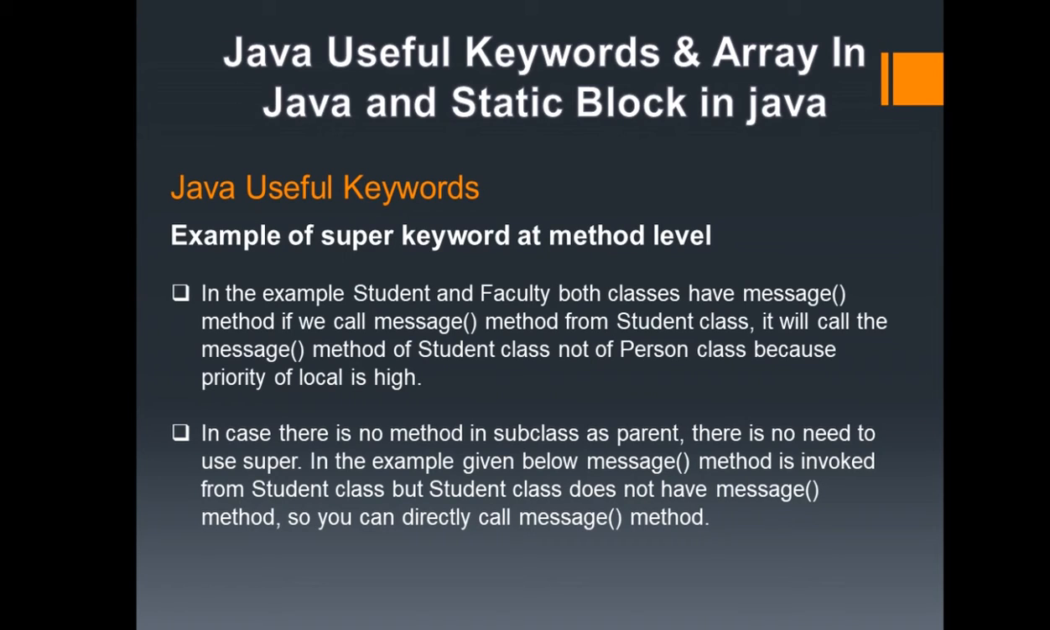In this example, Student and Faculty both classes have a message method. If we call the message method from the Student class, it will call the message method of the Student class, not of the Person class, because the priority of local is high. In case there is no such method in the subclass as in the parent, there is no need to use super. In the example given below, the message method is invoked from the Student class, but the Student class does not have a message method. So you can directly call the message method.